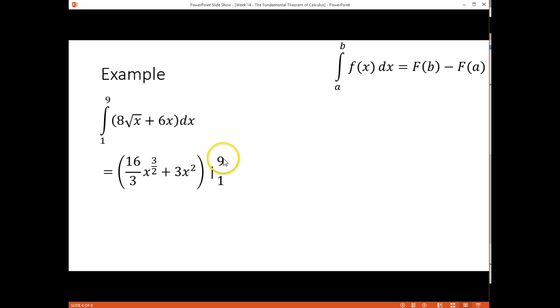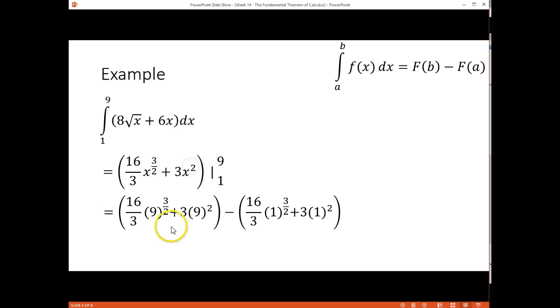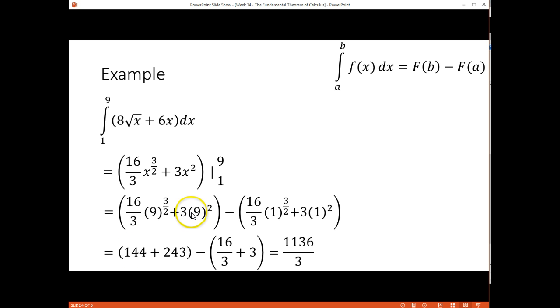And again, we're going to evaluate this from 9 to 1. So I'm going to take this entire function, evaluate it at 9, and then again I'm going to take the entire function, evaluate it at 1. Now, fractional exponents are sometimes difficult, but we take the square root of 9 and we get 3. 3 cubed is 27. 27 divided by 3 is 9, and 9 times 16 is 144. This is 9 squared is 81 times 3 is 243.